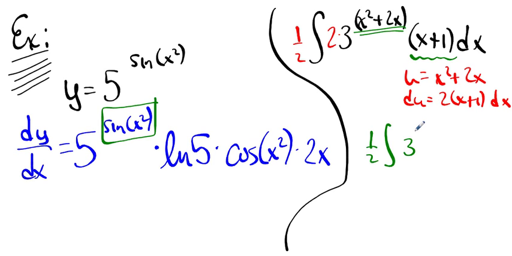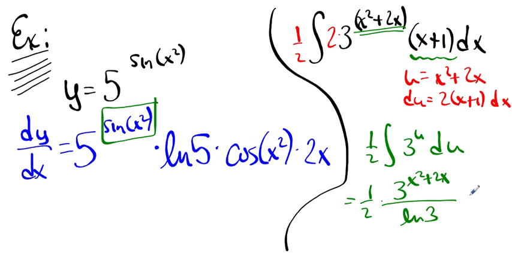So we throw the 2 in there and the 1/2 like so, and we get 1/2 times the integral of 3 to the u du, and I know how this goes. The antiderivative of 3 to the u is 3 to the u over ln 3. Don't forget your plus a constant. Those are things you should know how to do before we gather in class again.